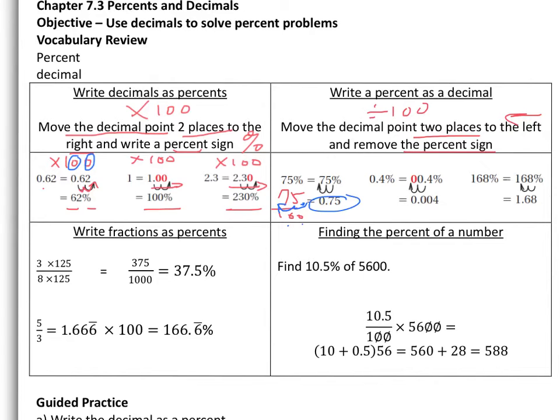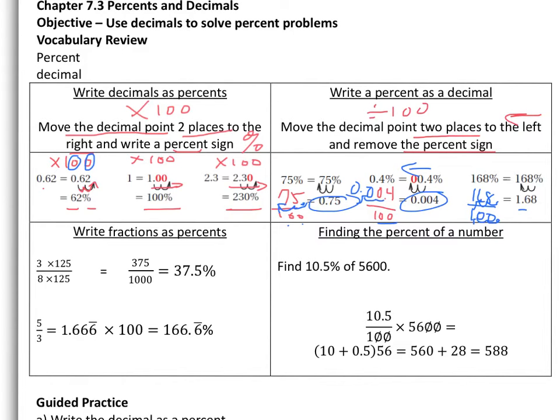And for 0.4, if you want to write out the fraction, it will be 0.4 over 100. Shift the decimal place 2 places to the left because of the 2 zeros in the denominator. Then we could rewrite that as 0.004. Or simply just shift the decimal 2 places to the left. And 168, same thing. Okay, shift, 1.68.